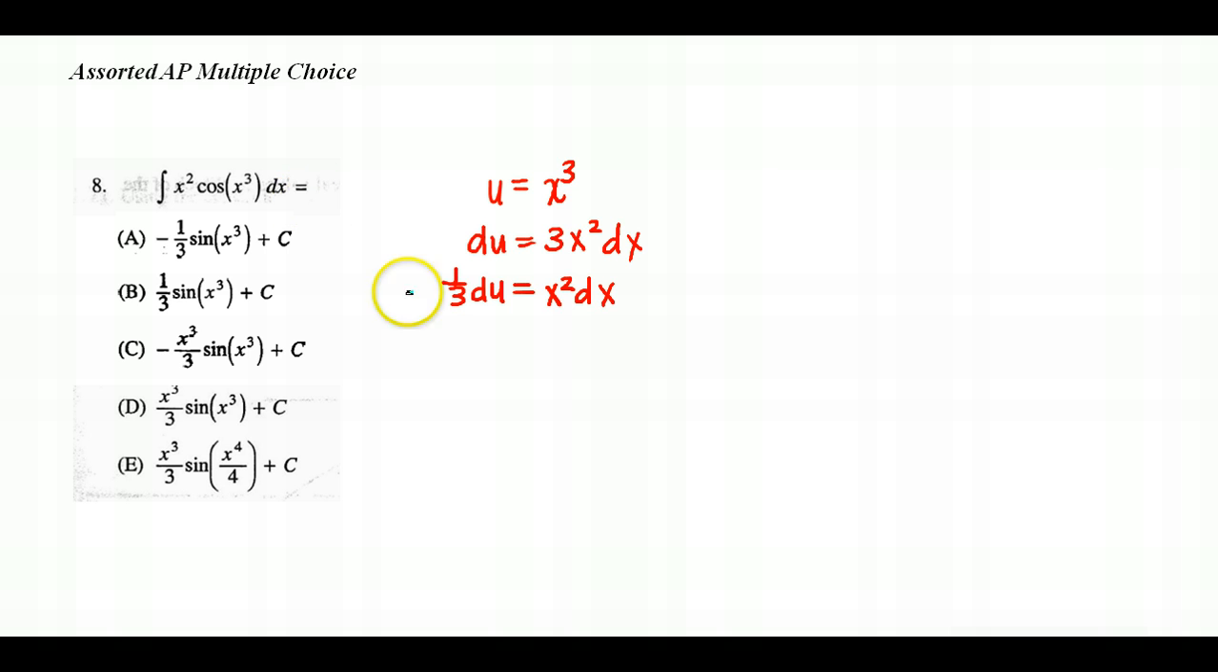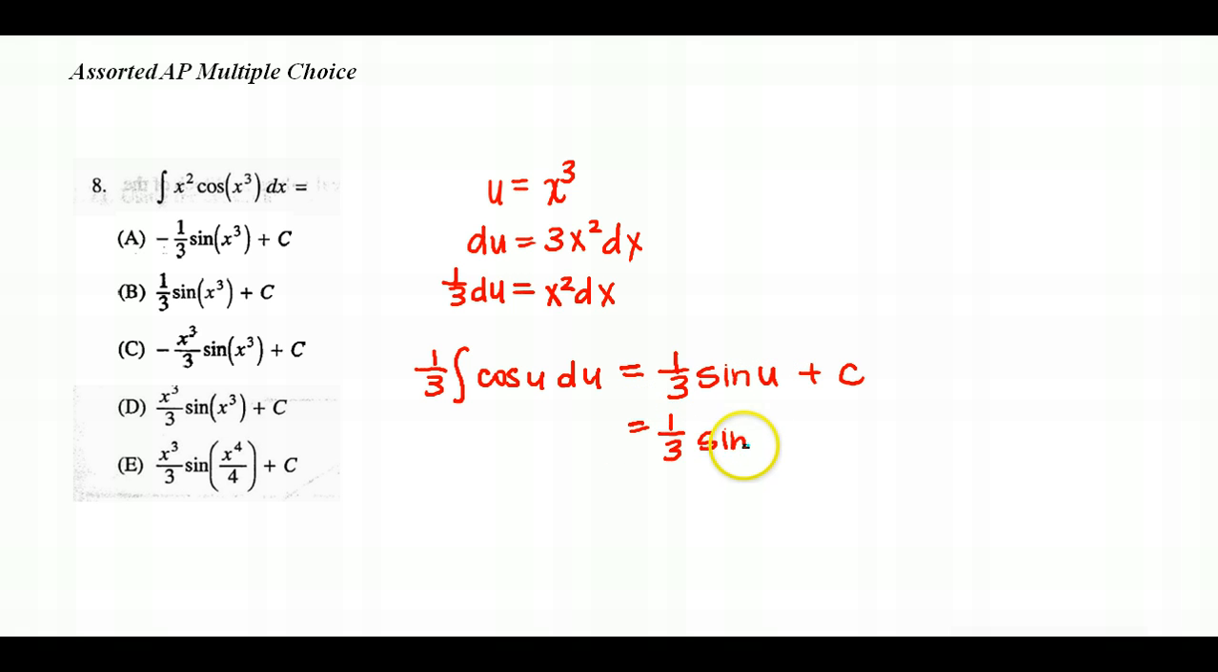So my integral here is equivalent to 1/3 the integral of cosine u du. So we went ahead and let x squared dx equal 1/3 du. I put the 1/3 in front here and then replaced x squared dx. And then I replaced x cubed with u. And now this is 1/3. The antiderivative of cosine here is sine. So sine u plus c. And we can go ahead and substitute u back in because this is an indefinite integral. So 1/3 sine x cubed plus c.